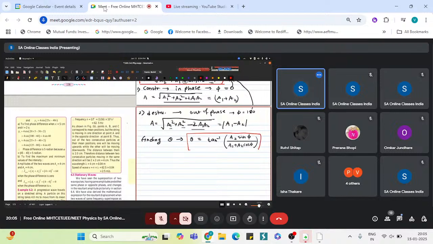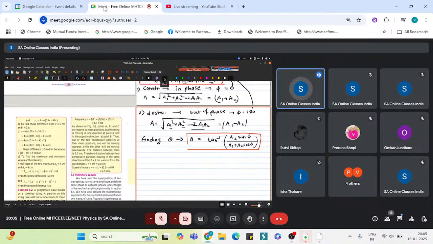इसको भी मैं highlight कर देती हूँ. So this is the resultant phase difference of the superimposed wave, or like the result of superimposition of two waves.